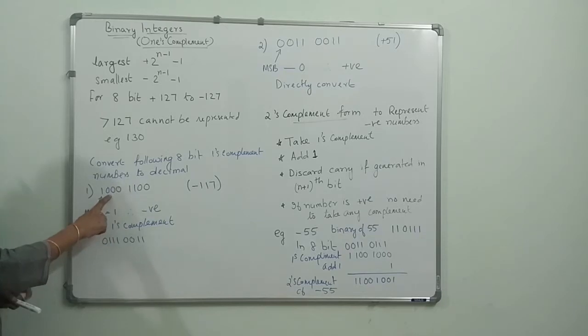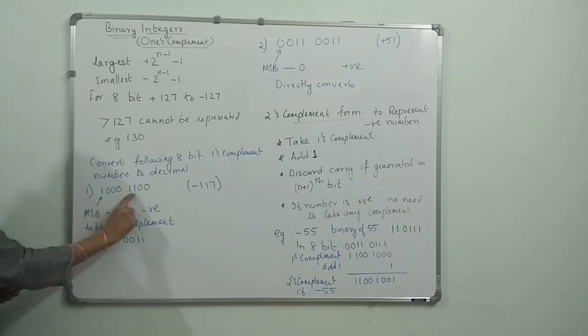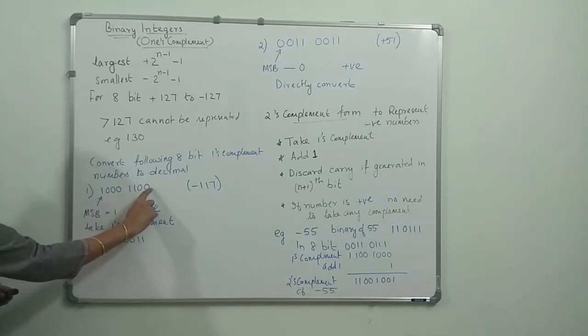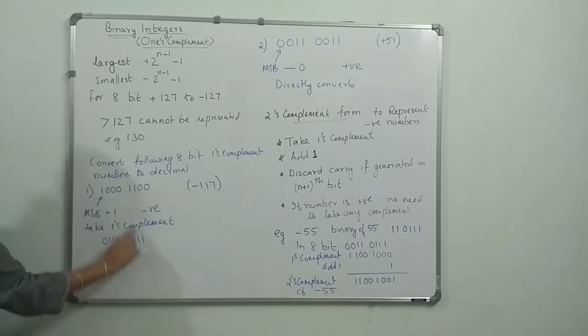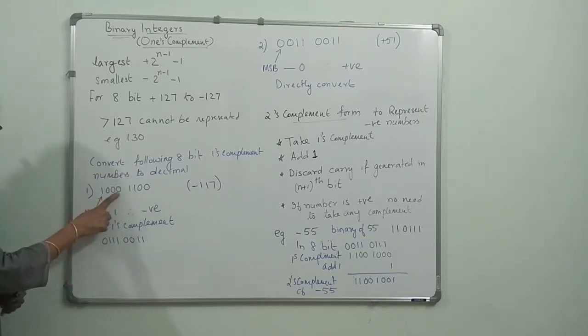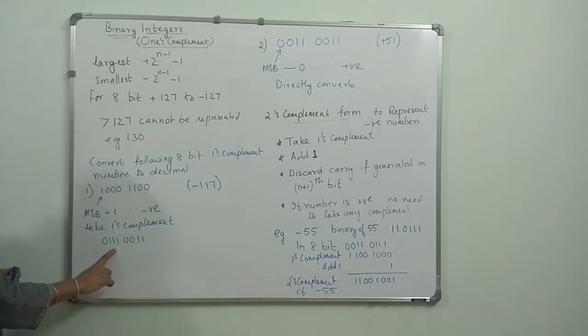Now, what you have to do next? You have to take the ones complement of the given number. Ones complement you are taking means 0 becomes 1, 1 becomes 0, 0 becomes 1, and so on. So this is the number you are getting when you take the ones complement of this given number. Now you have to find out what is the value of this.